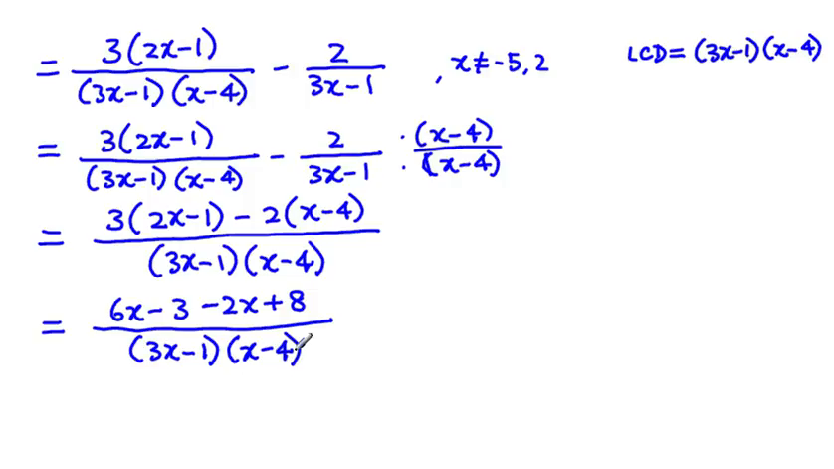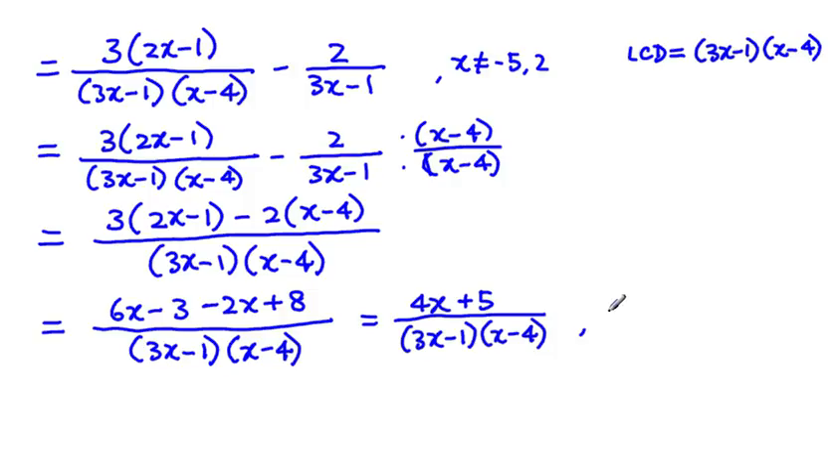Okay, let's see what else we could do. On the numerator, we can combine the like terms. So we have 6x minus 2x, we have 4x, we have minus 3 plus 8, so that becomes plus 5. And then the whole thing over the LCD, like this. Okay, do we have anything to reduce? Nope, we don't have anything. So I think we got the final answer.